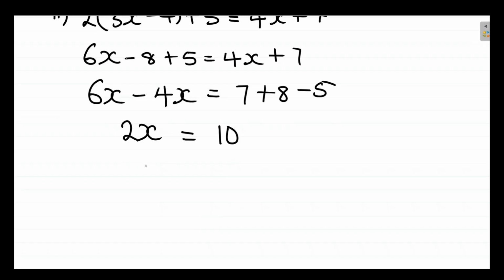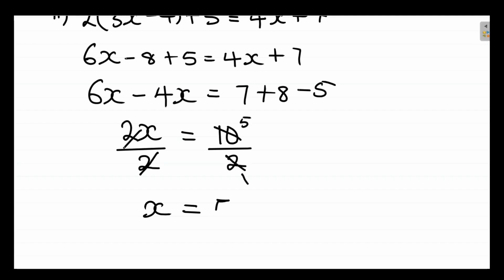Now, to obtain the value of x, we divide both sides of the equation by the coefficient of x, which is equal to 2. So 2 can cancel out 2. We have that x is equal to 2 divided by itself is 1. 10 divided by 2 is 5. So therefore x is equal to 5.